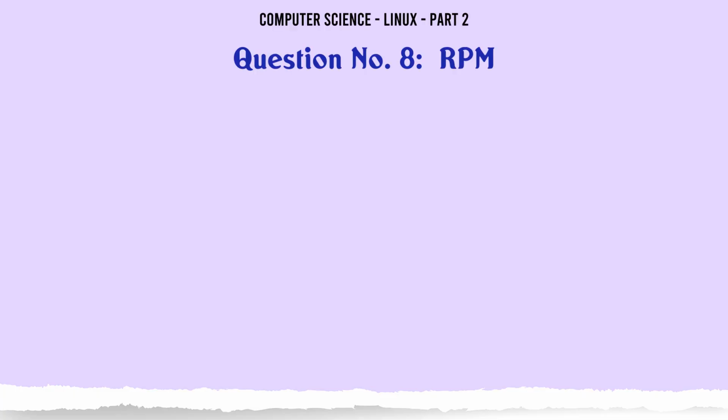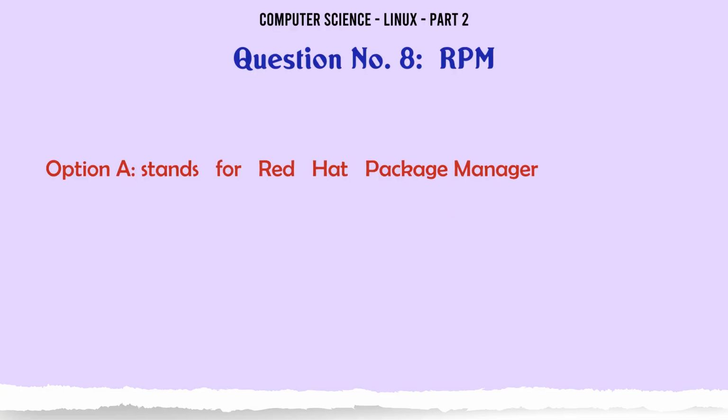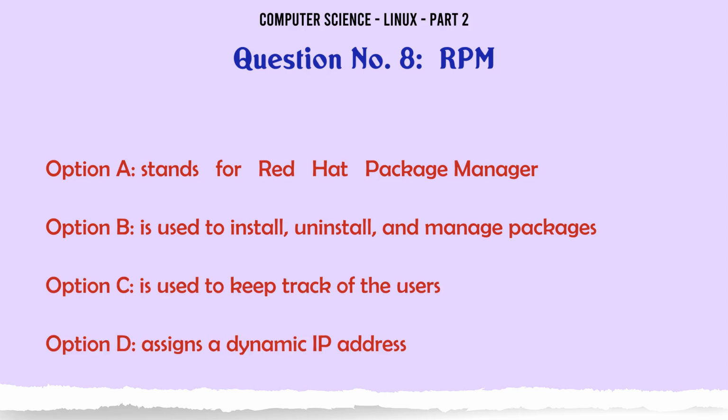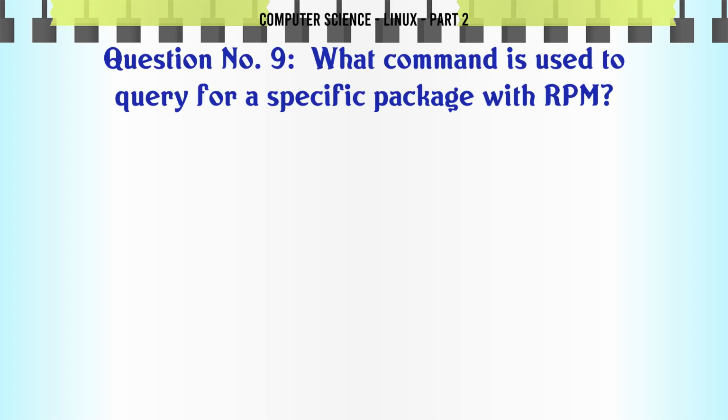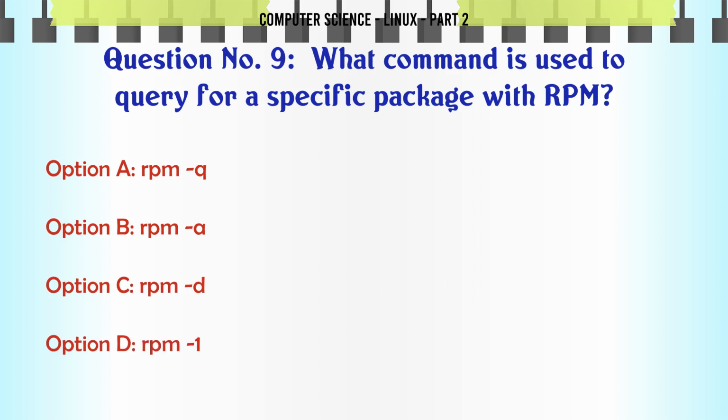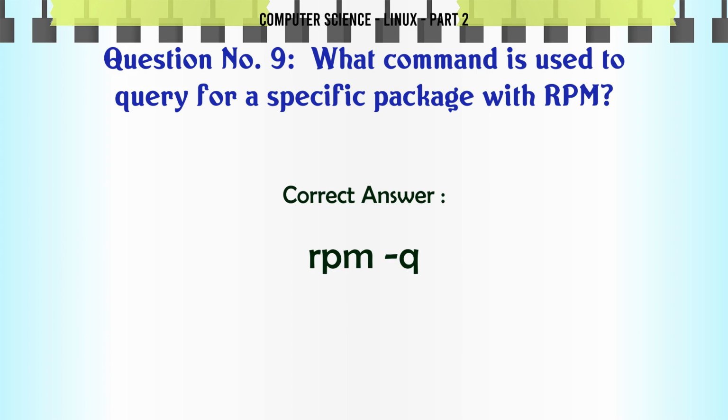RPM: A. stands for Red Hat Package Manager, B. is used to install, uninstall, and manage packages, C. is used to keep track of the users, D. assigns a dynamic IP address. The correct answer is stands for Red Hat Package Manager. What command is used to query for a specific package with RPM? A. rpm -q, B. rpm -a, C. rpm -d, D. rpm -1. The correct answer is rpm -q.